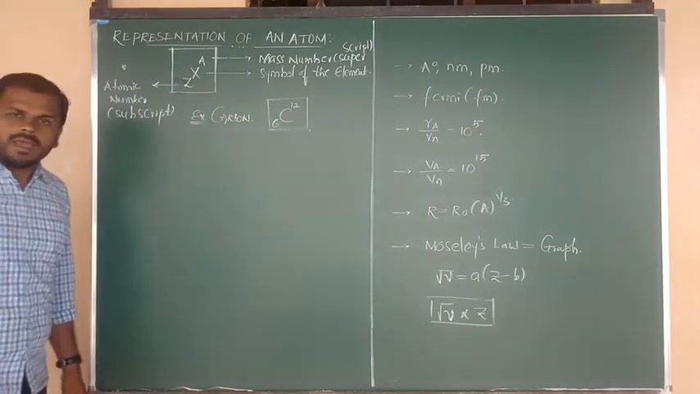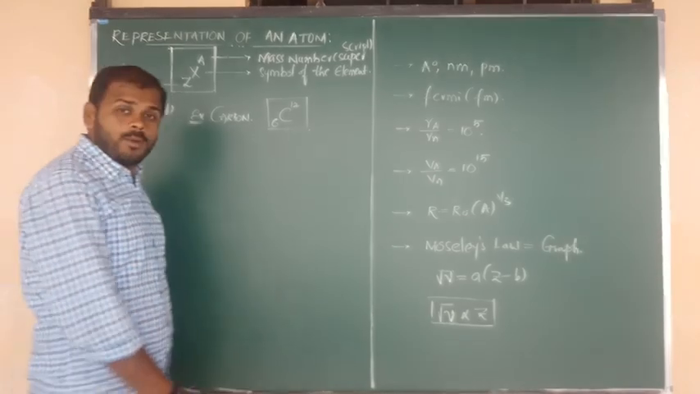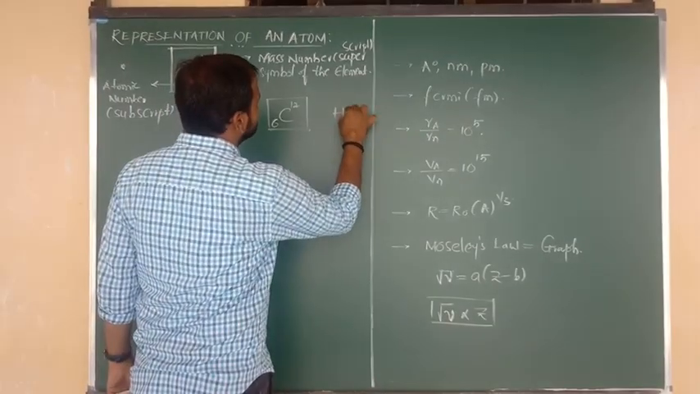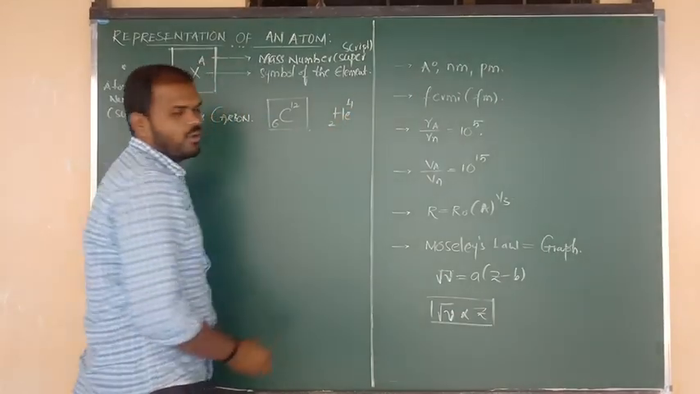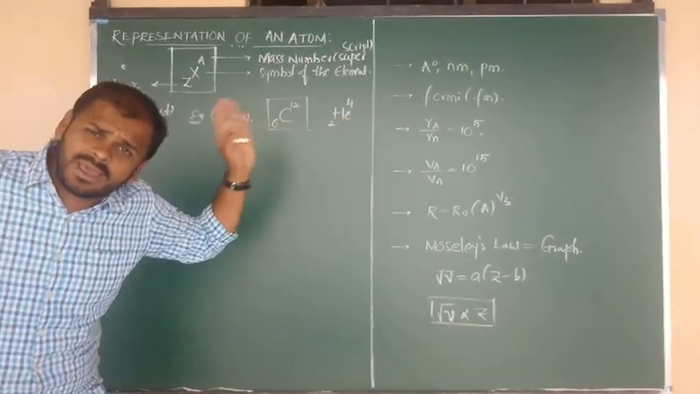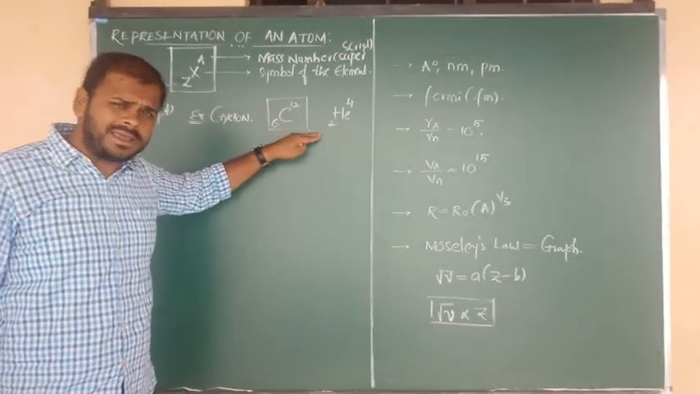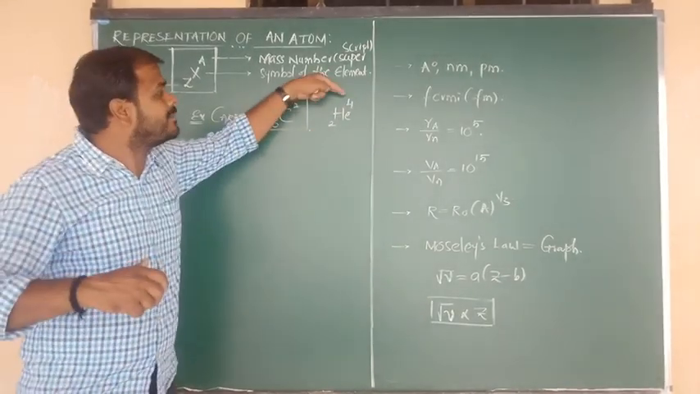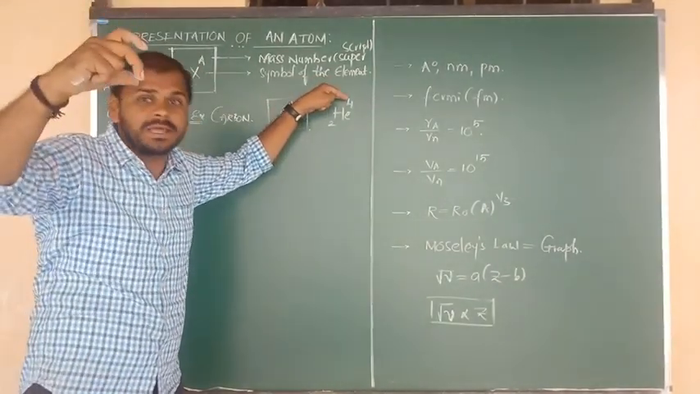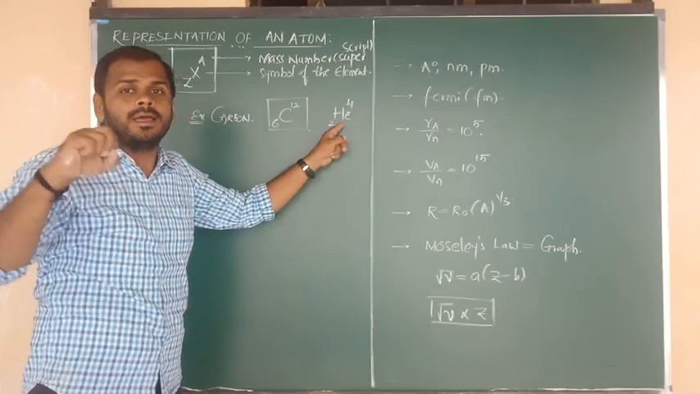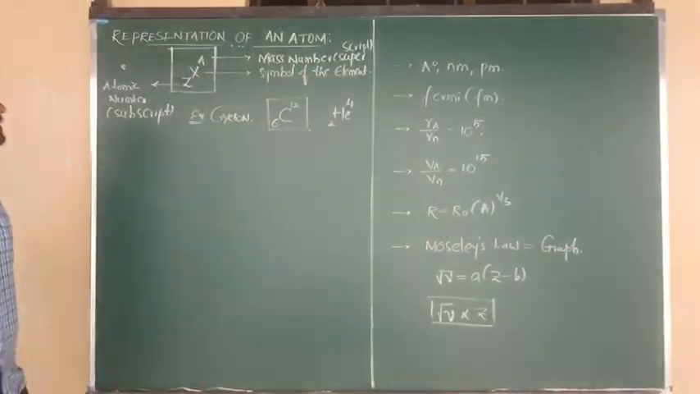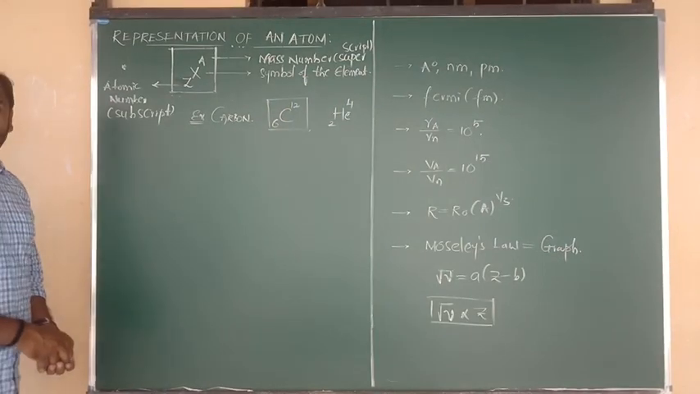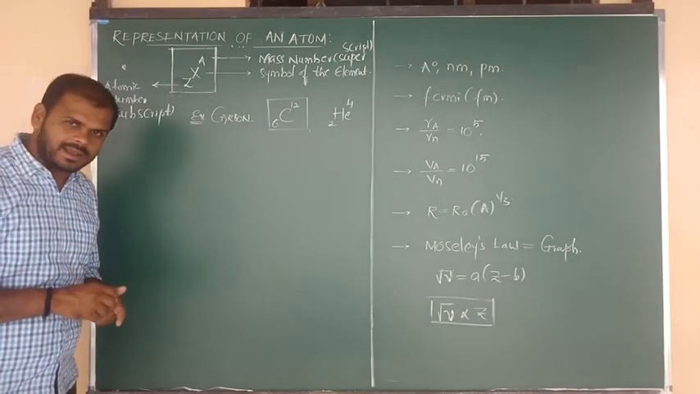Okay, all of you? Good. And what about helium? The symbol of helium is He, atomic number is 2 and mass number is 4. In that way we can write a number of examples. So atomic number should be in the form of subscript and mass number in the form of superscript, and in the middle, what do we write? In the middle we write the symbol of the element. I hope you understand the information clearly.